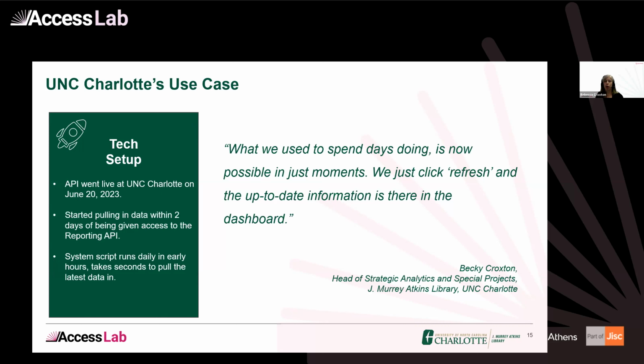So when Richard spoke about the granularity of data, we pulled the actual user identifier. And then we use that to match up the identifier with other information gathered from our student information system. The API generates about 90,000 records each month, and the system runs the scripts daily in the early hours, taking just seconds to pull in the latest data.